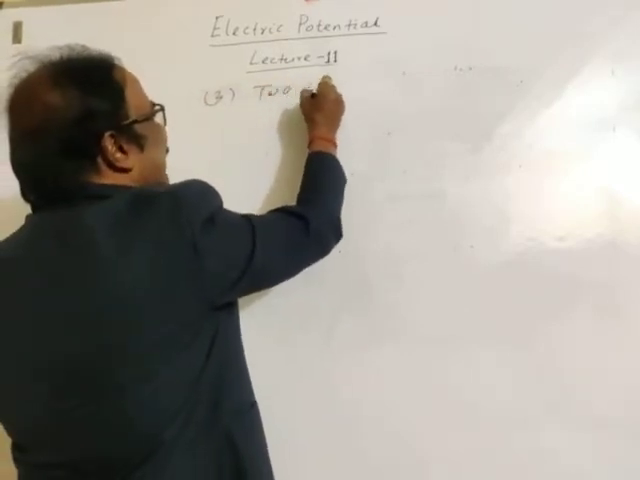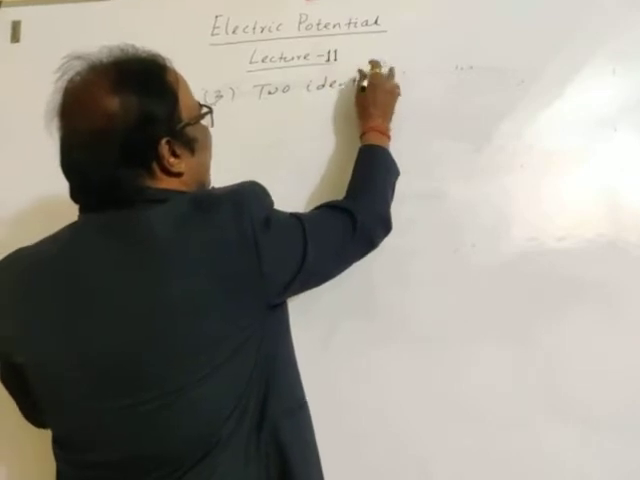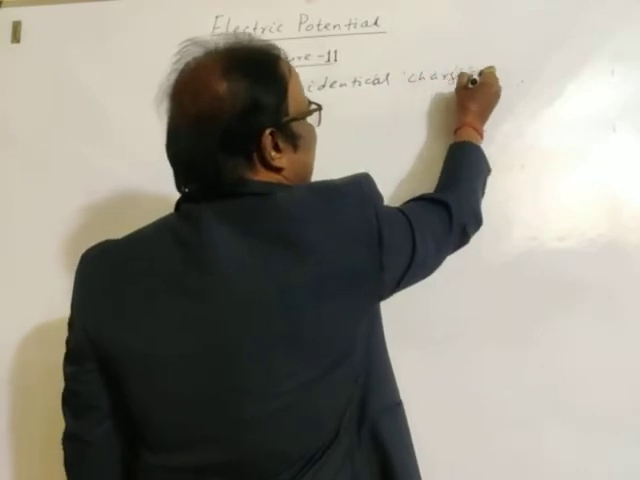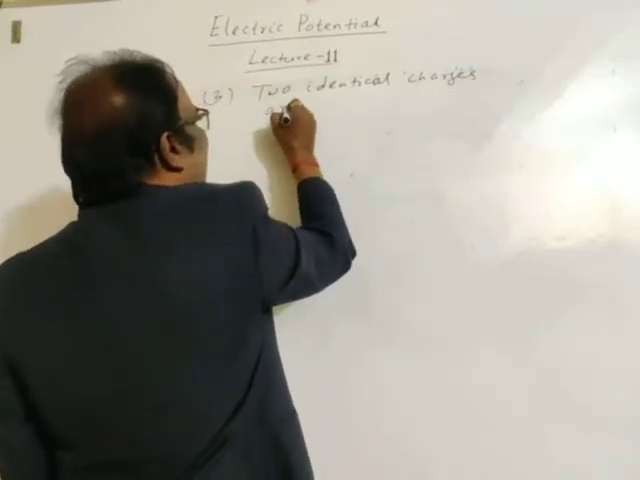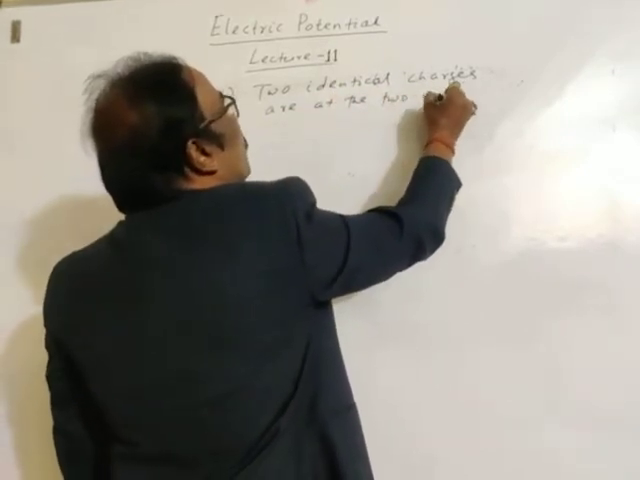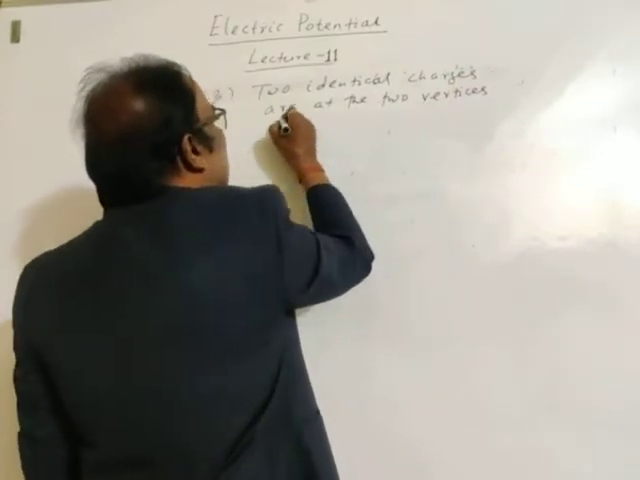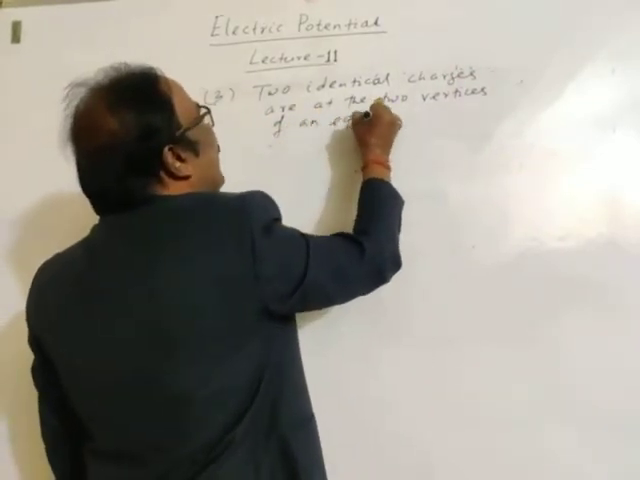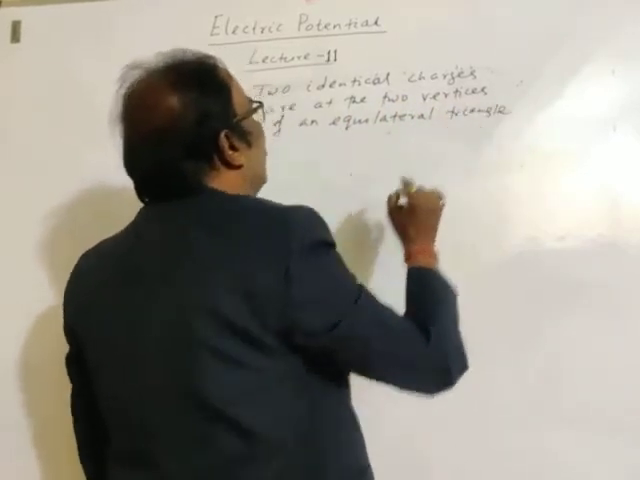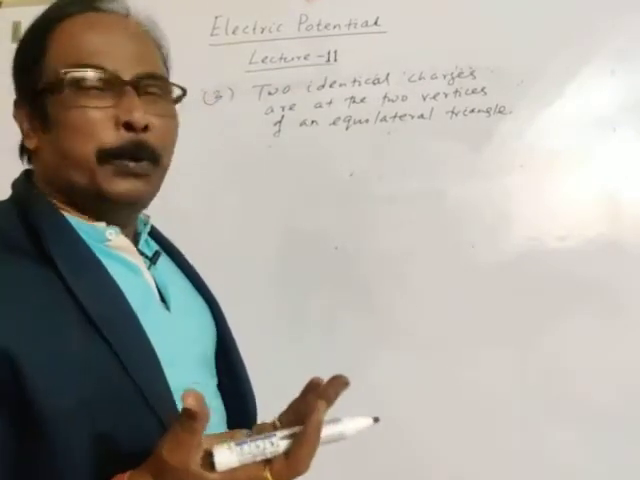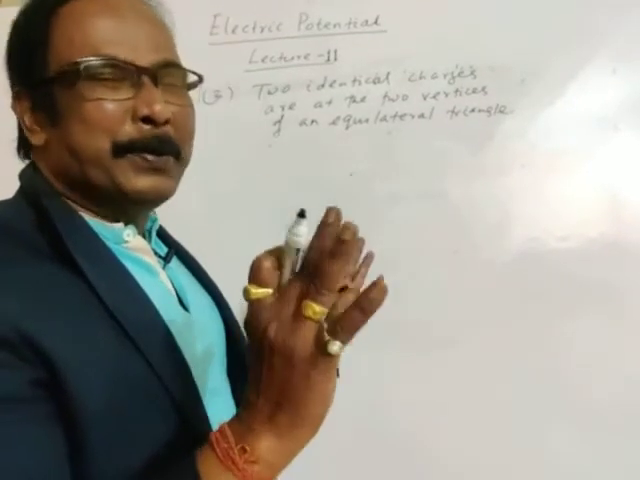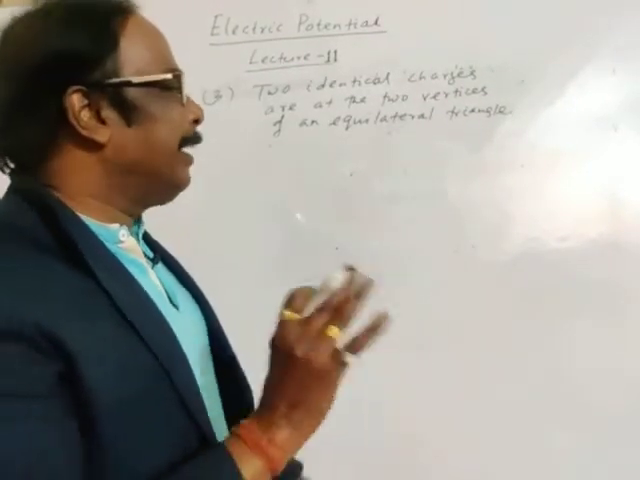Two identical charges are at two vertices of an equilateral triangle. Only two charges are there at two vertices of an equilateral triangle.